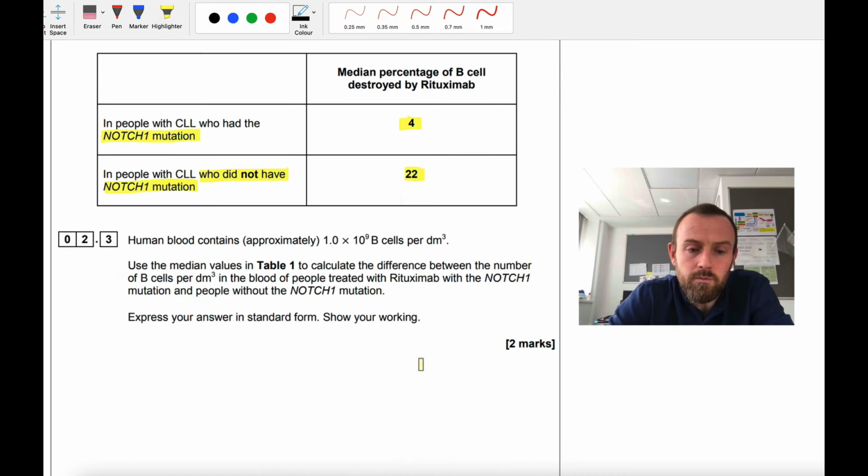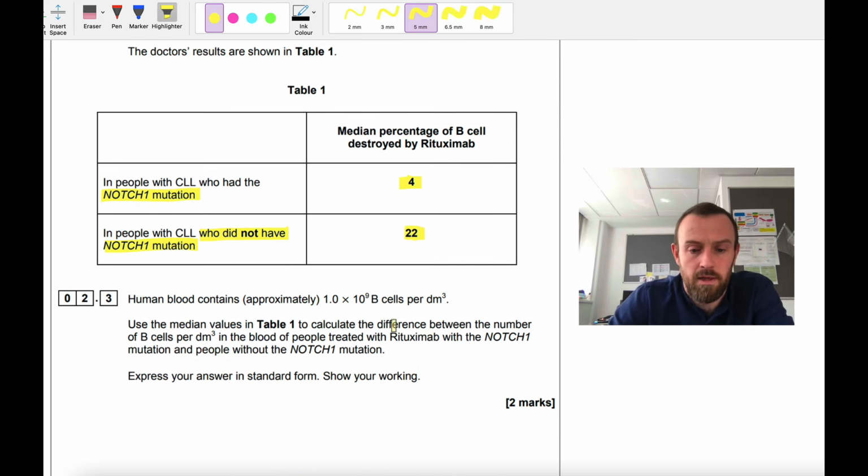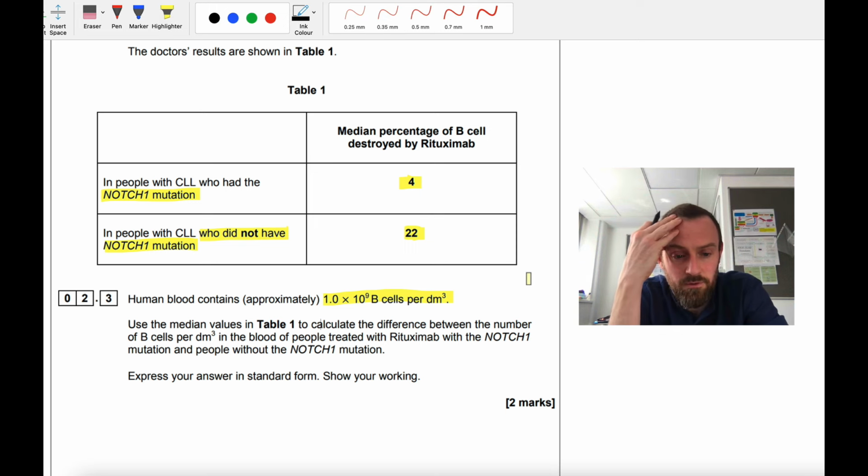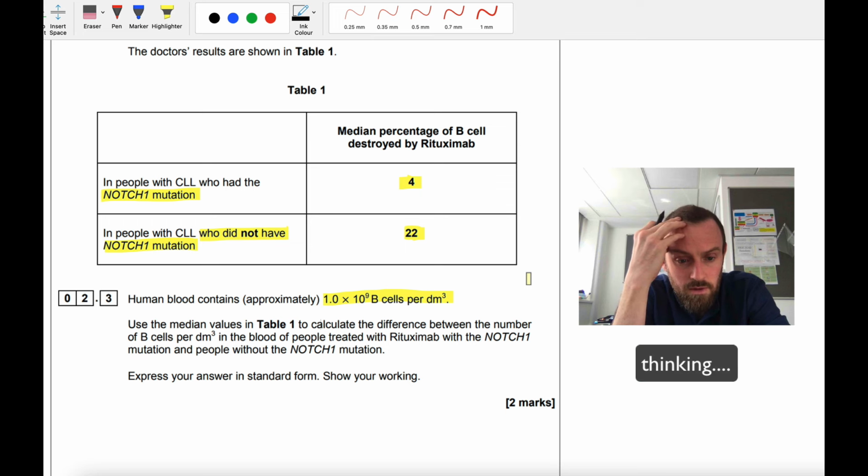Human blood contains approximately 1.9 times 10 to the nine B cells per litre. Use the median values in Table 1 to calculate the difference between the number of B cells per dm cubed in the blood of people treated with rituximab with the Notch1 mutation, and people treated with rituximab.